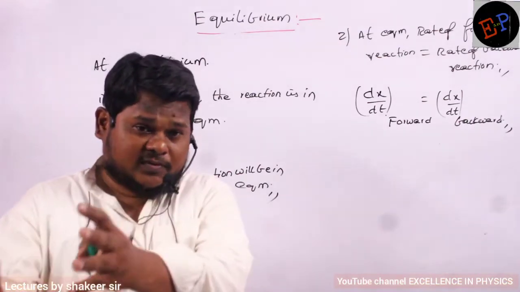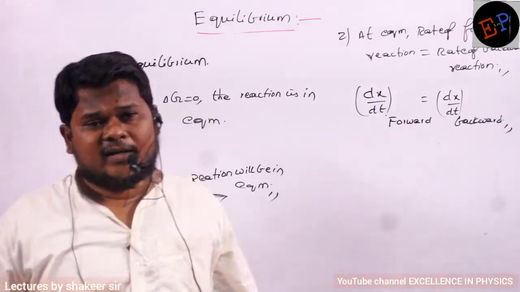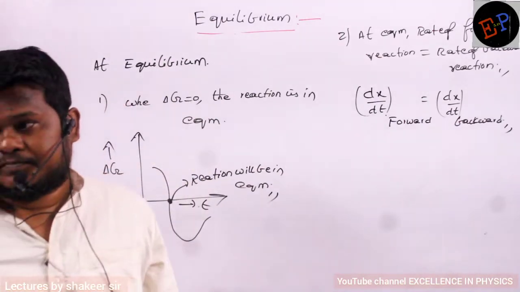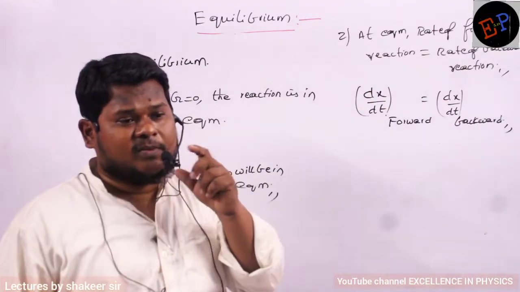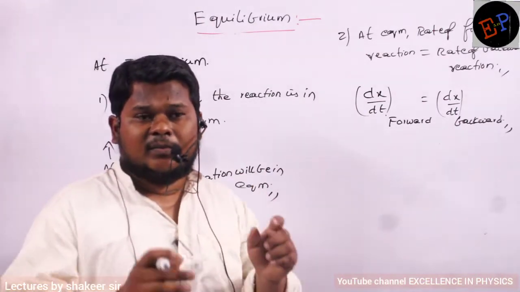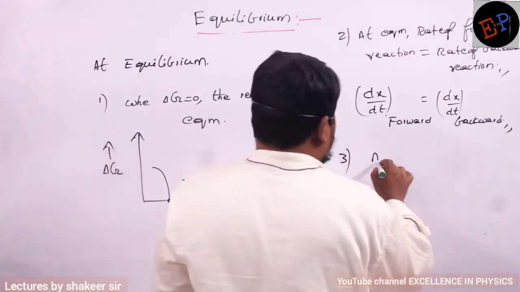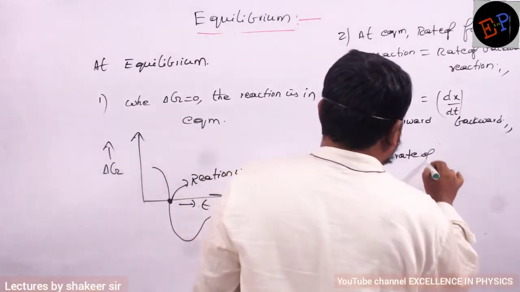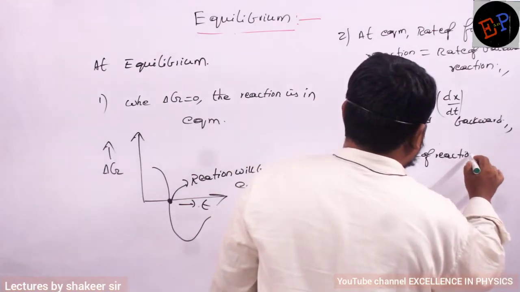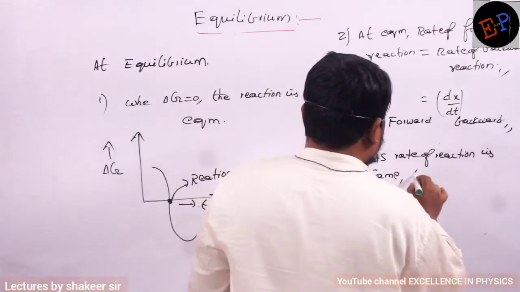So what is the amount of products formed per second? The same amount of reactants is also formed in the same 1 second. Then that is the characteristic property of equilibrium. So the rate of forward reaction is equal to the rate of backward reaction. Second point. Okay, ma? Third point is, as the rate of reaction is the same, clear, ma?